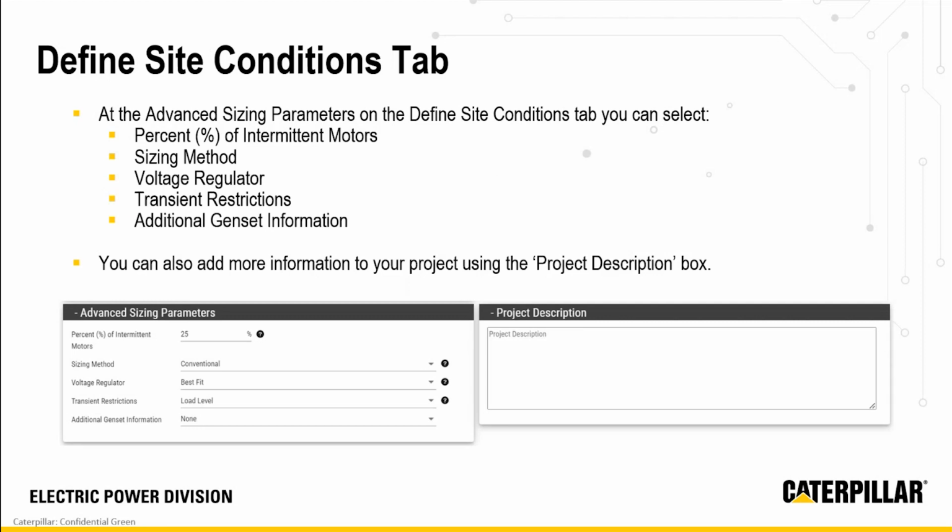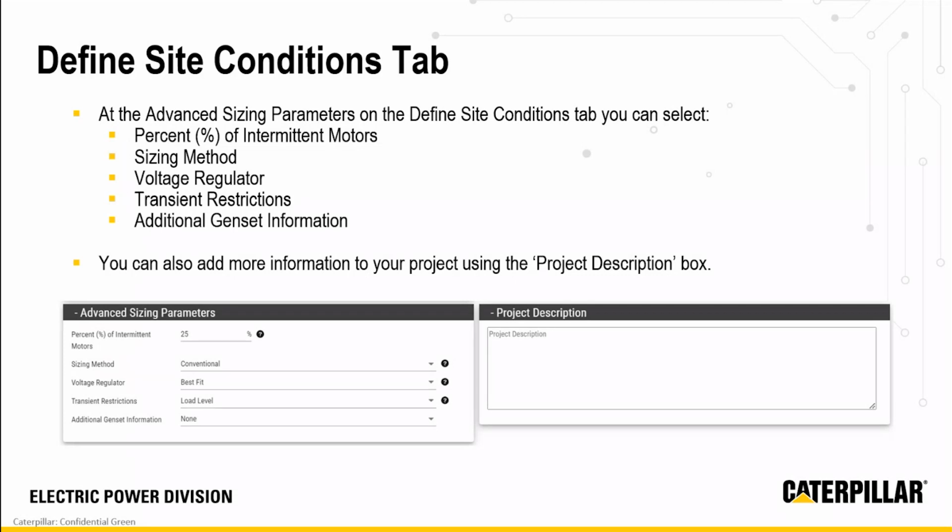On the beginner level webinar, we saw how to create a 3-phase or a single-phase project and how to work on the first tab, the Define Site Conditions. At the bottom of the page, there is another box that you can expand by clicking, and this is the Advanced Sizing Parameter box. In this box, you can select the percentage of intermittent motors, also the sizing methods, voltage regulator, trends and restrictions, and some additional genset information. I'll show you all these options when doing the demo.